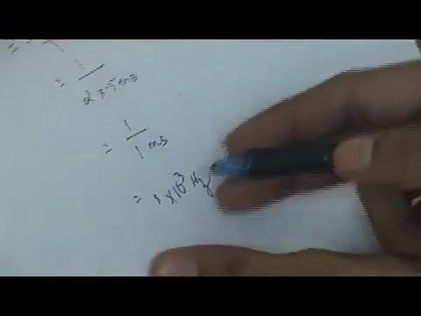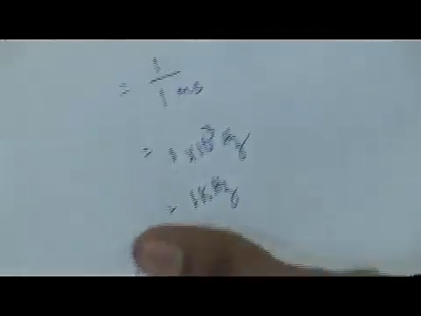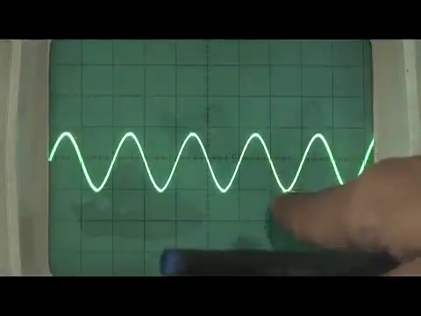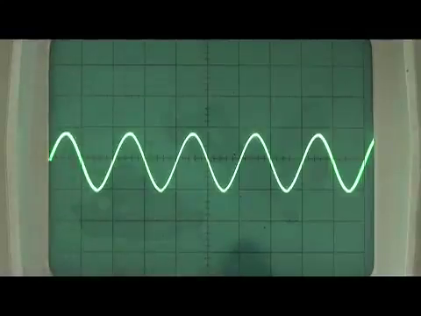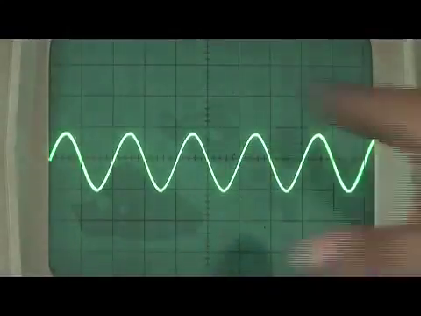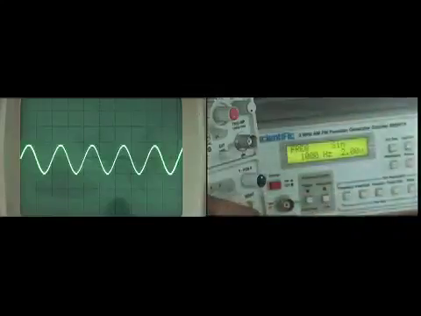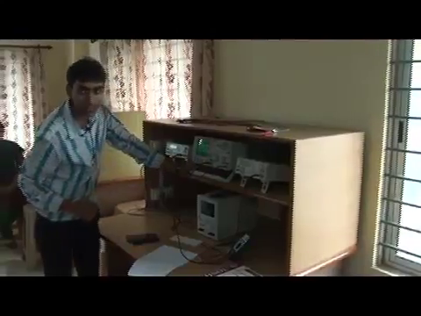So 1 into 10 to the power 3 means 1 kilohertz, or you can say 1000 hertz. What are we giving? 1000 hertz from the function generator, and we are getting a signal of frequency 1000 hertz. You can see that we have calculated the amplitude and the frequency using a CRO, and you are now familiar with how to use it, how to calculate the amplitude and how to calculate the frequency. Thank you for watching this video.